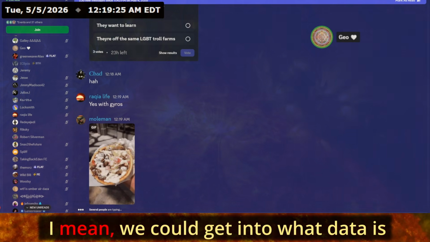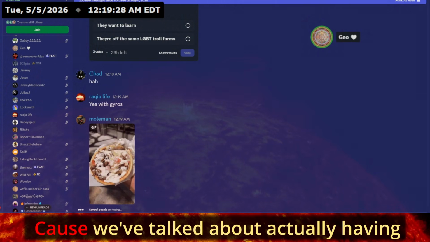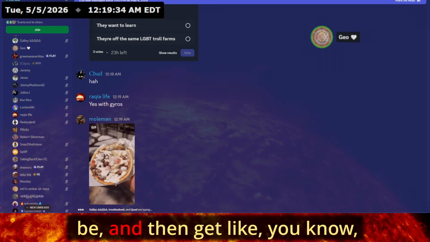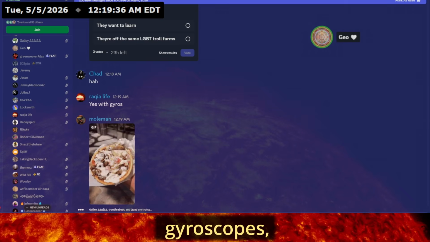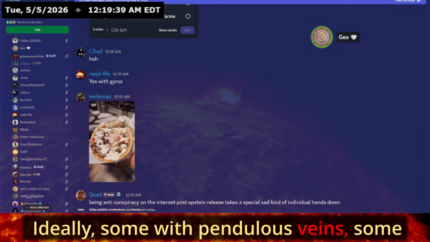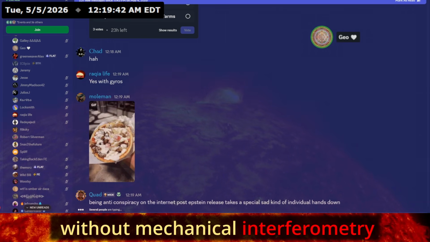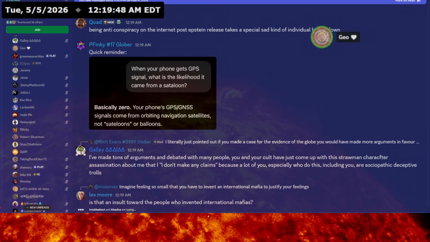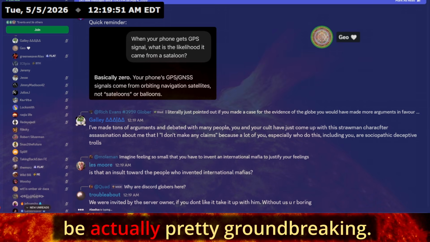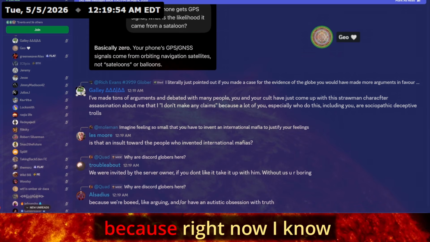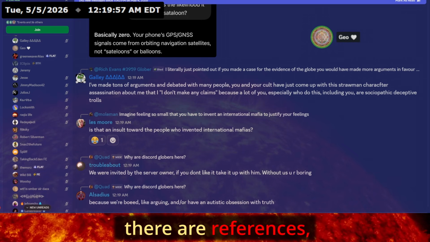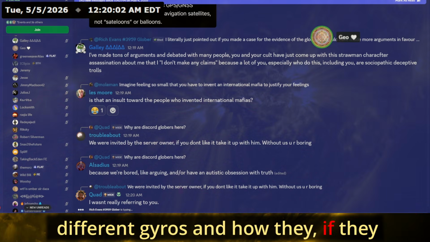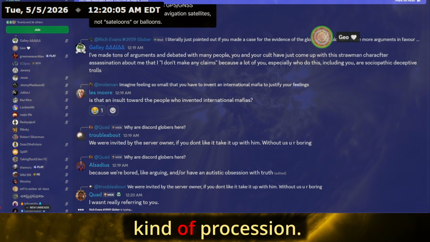I have never seen it. We could get into what data is out there and what's available, because we've talked about actually doing this test, getting our own airplane, whether rented or purchased, and then getting 10, 15 different gyroscopes, all different types, ideally. Some with pendulous vanes, some without, mechanical, interferometers, ring laser gyros, a bunch of different ones, and then see. If we did that and published that data, I think that would be pretty groundbreaking, because right now, there are a few references, but it's not very strong evidence in my view of how some of these different gyros actually do this kind of precession. Yeah.